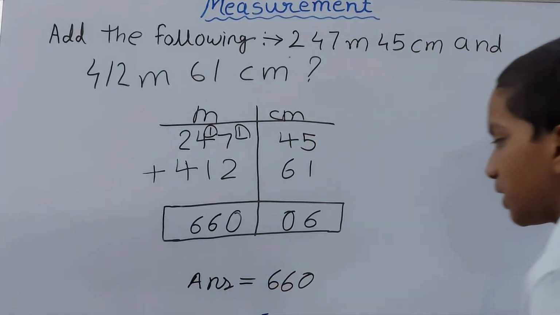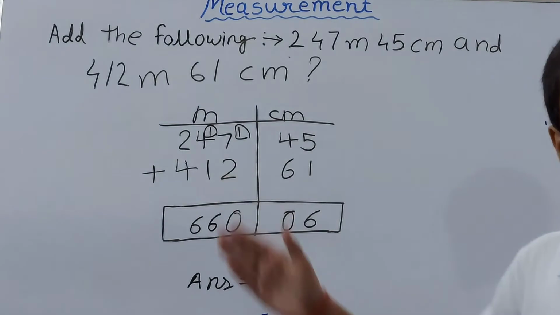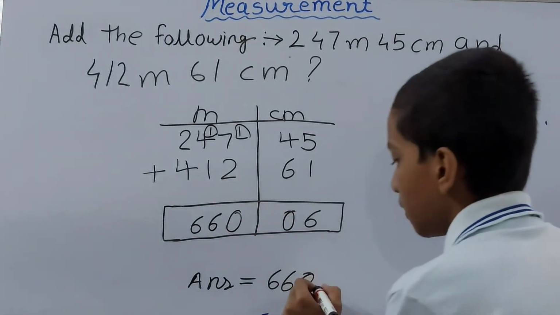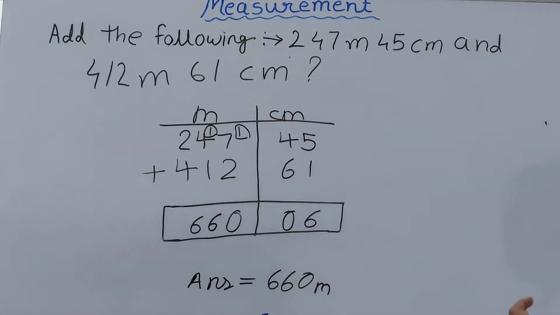Okay, 660, and it is in the meters column. So the unit will be meters. Don't forget to put the units. Units are very important in measurement.